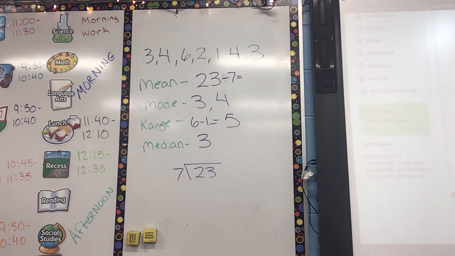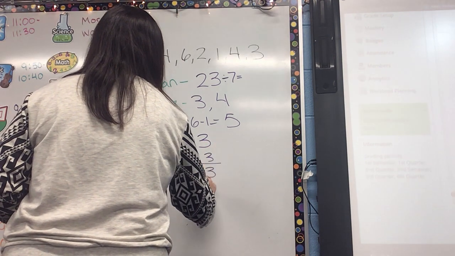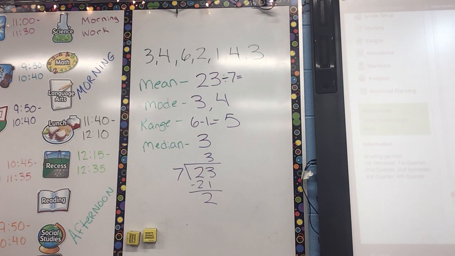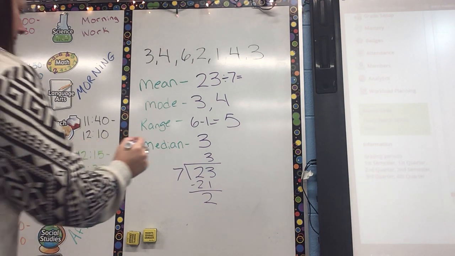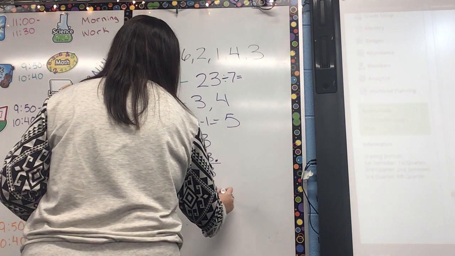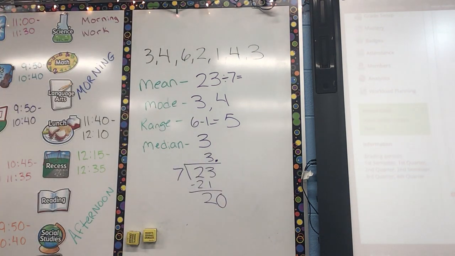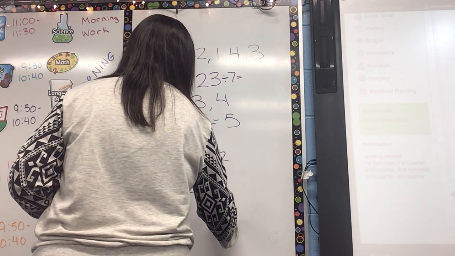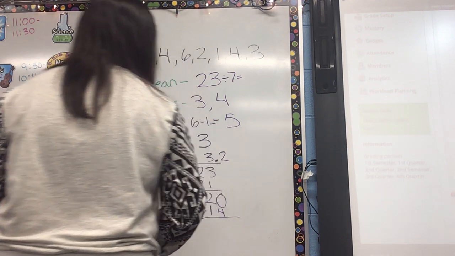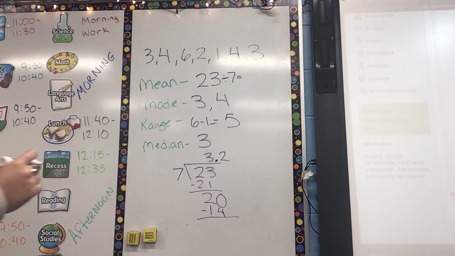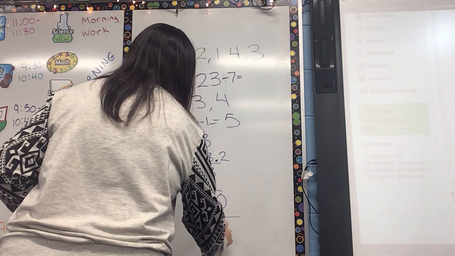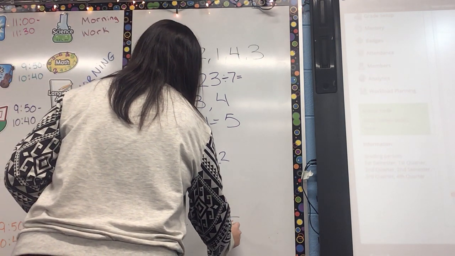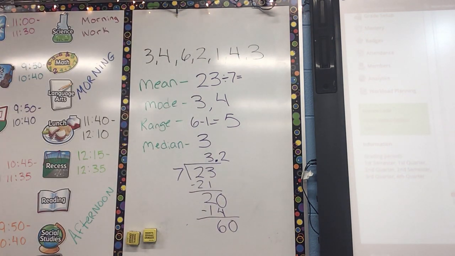How many times can 7 go into 23? 3, because 7 times 3 is 21. Now what do I do? Decimal. So now I can add a 0. How many times does 7 go into 20? 2. 20 minus 14? 6. Can 7 go into 6? No. I need a 0. How many times can 7 go into 60?